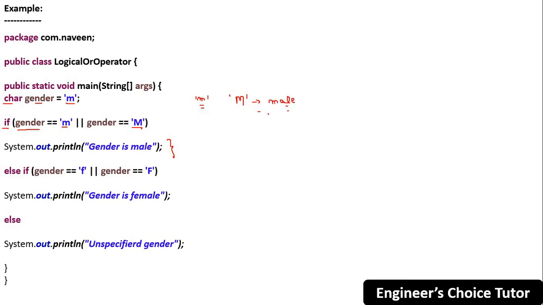So in such scenarios, you have to use what? Logical OR operator. So see what will happen. Gender is equal to small m. So here, what happens after evaluation, you get what? True. So if the condition 1 itself is true, then this evaluation will not take place, and you will get the output without evaluating this. That is, gender is male. Fine. Is it clear? So this is the second example.